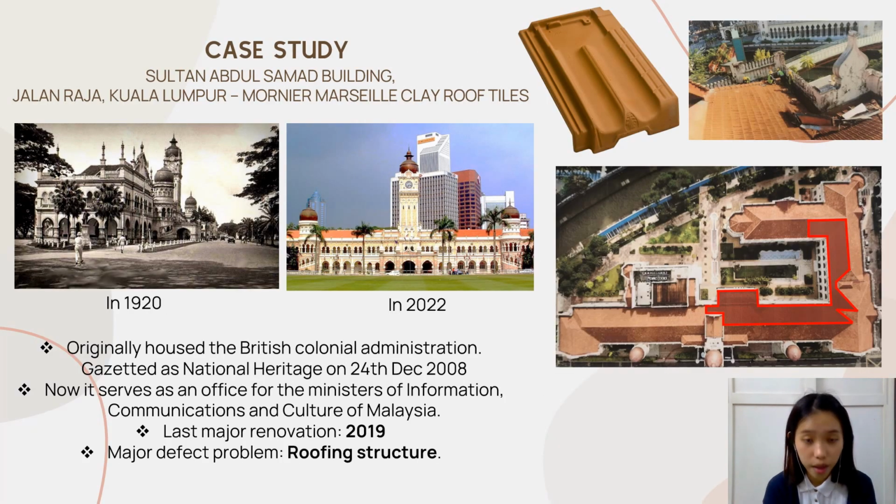My case study is Sultan Abdul Samad building in Jalan Raja, KL, and the clay rooftop tiles that have been used in my case study are Masali clay roof tiles. In the good old days, Sultan Abdul Samad building housed the British colonial administration, and it was gazetted as National Heritage on 24 December 2008, and now it serves as an office for the Ministry of Information, Communications and Culture of Malaysia. The last major renovation in Sultan Abdul Samad building was in 2019, and the major defect problem for the building is the roofing structure.